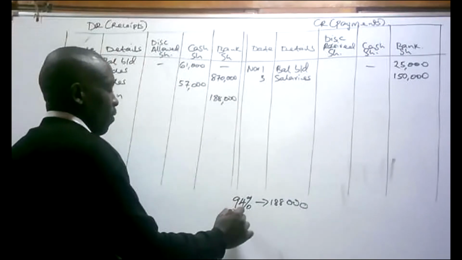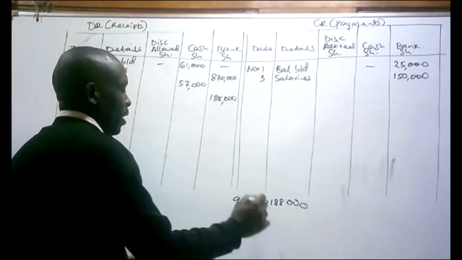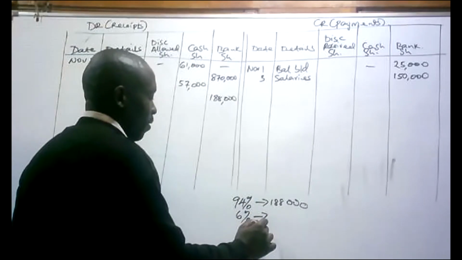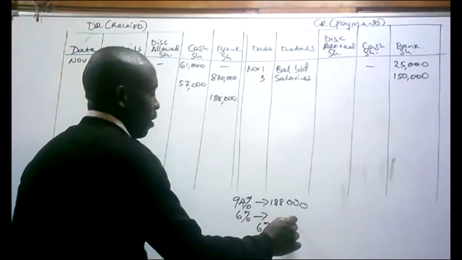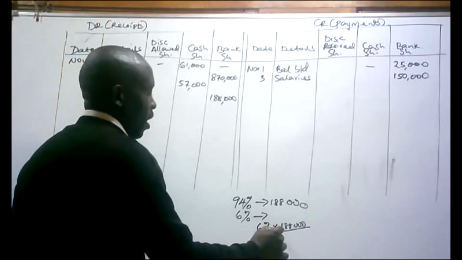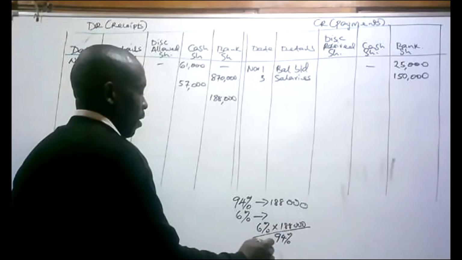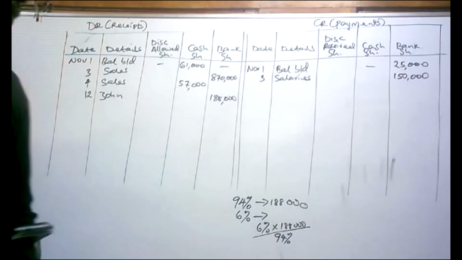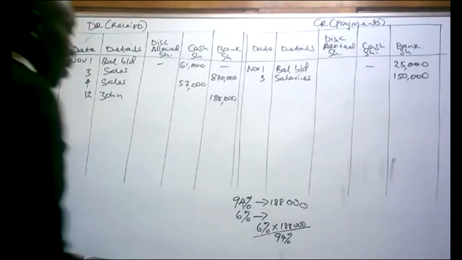Now we ask ourselves, what about the 6% that he deducted? How much is that? We are going to have it as 6% times 188,000 over 94%. What do you get if you do that computation? 12,000.